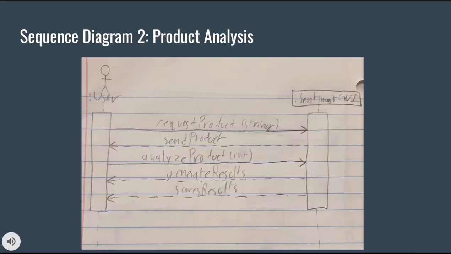The product analysis sequence diagram is similar to the original. The request product is returned as a string and the analysis product is returned as an int.